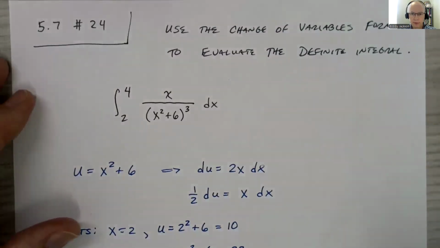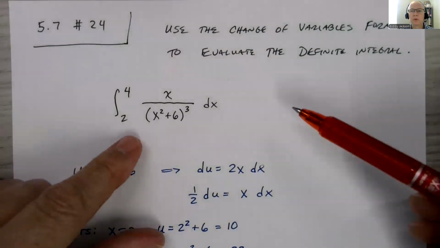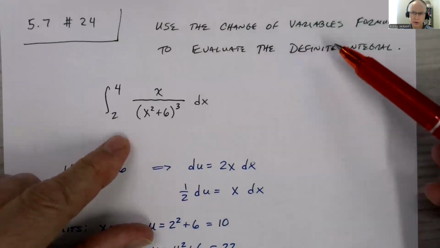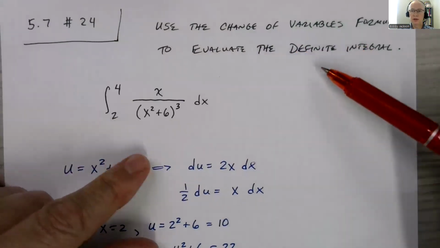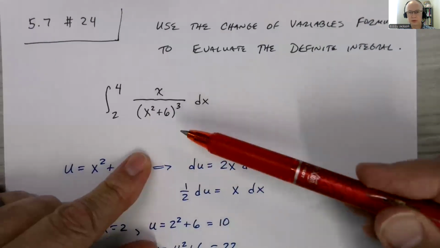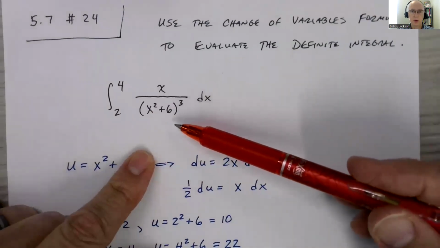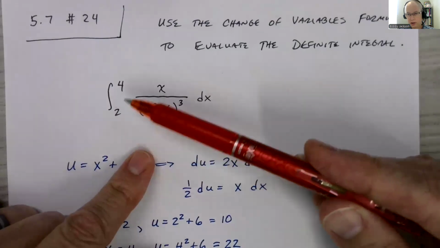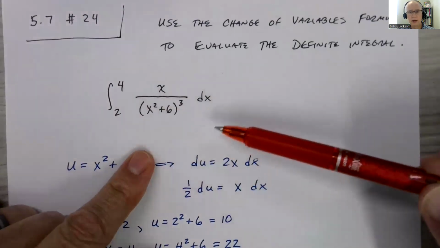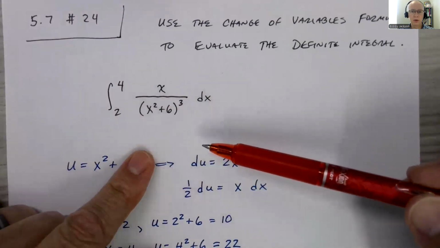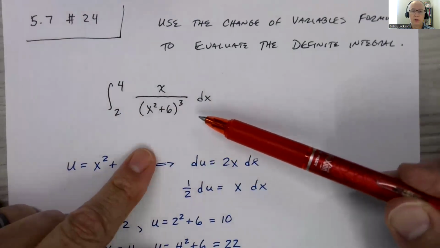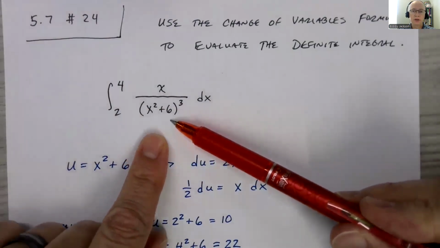Everyone, let's look at number 24 in section 5.7. We're going to use the change of variables formula to evaluate the following definite integrals. So change of variables means we're going to do substitution, being careful to change our limits of integration, and then evaluate the resulting integral with the fundamental theorem of calculus part 1. So what's our substitution going to be?